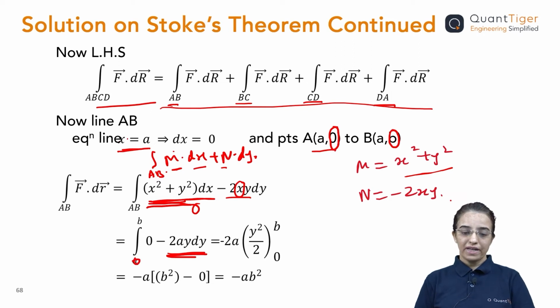So after taking integration, A is constant, y square by 2, and the upper limit and lower limit we will be substituting here. So now this 2 will get cancelled, and then upper limit lower limit we will be keeping. So we will get minus AB square. ये आ गया हमारा line integral along the line AB or along the side AB of rectangle ABCD.